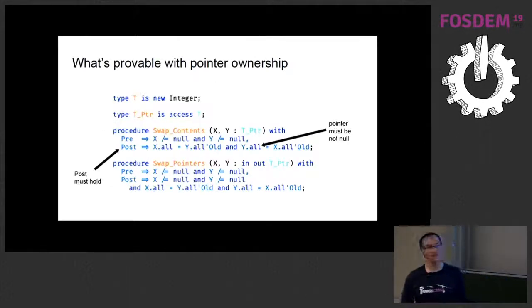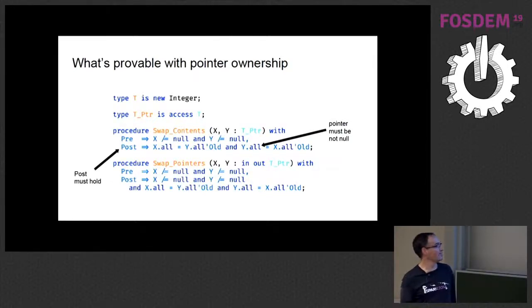So what's provable with this pointer ownership? We have a prototype right now. And what you can do is write this kind of code with a pointer type that is an access. That's the way to denote in Ada a pointer to T. And you can implement these Swap_Contents and Swap_Pointers. I don't show the code of the body, but you can imagine very easily that Swap_Contents will swap what's underneath these two pointers by dereferencing them and using a temporary variable. And Swap_Pointers will simply swap the actual values of x and y. That's why Swap_Contents takes just input parameters x and y, and Swap_Pointers takes in-out, because it will change the value of these objects.